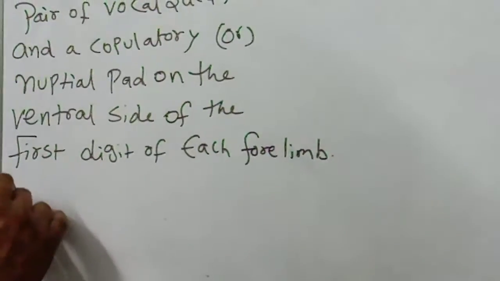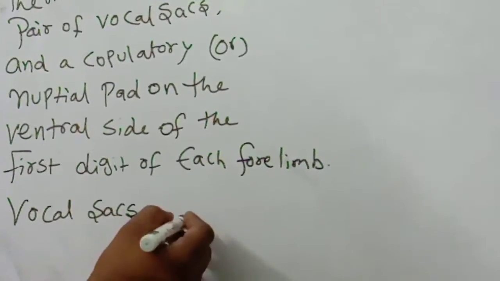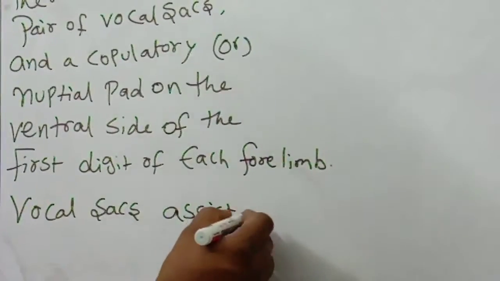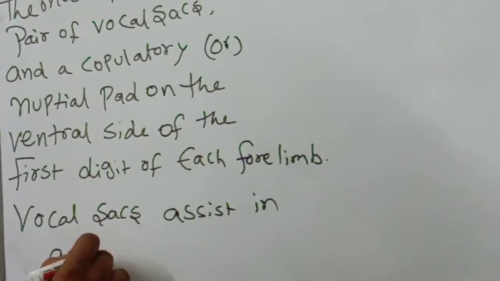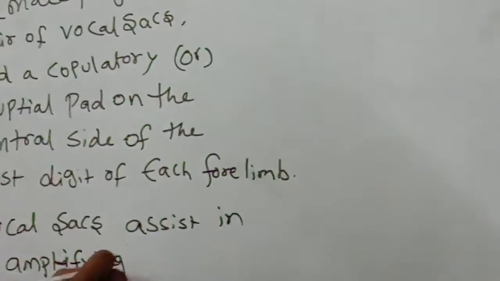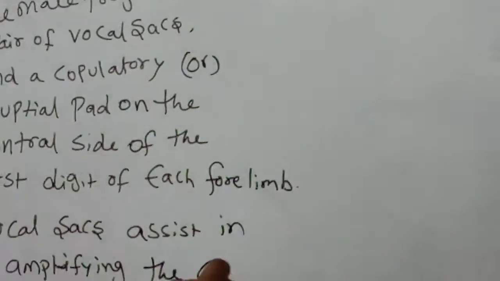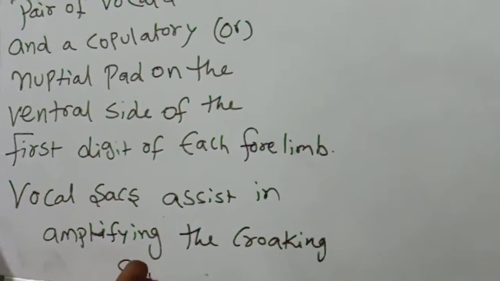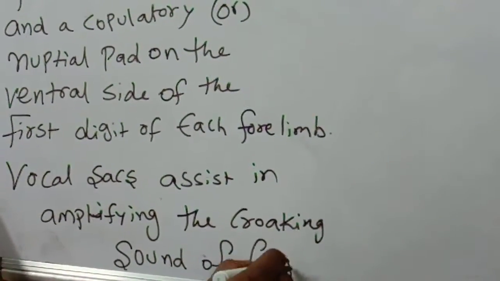Next, one more important point: vocal sacs. These vocal sacs assist in amplifying the croaking sound of the frog. We will be discussing the croaking sound of the frog.